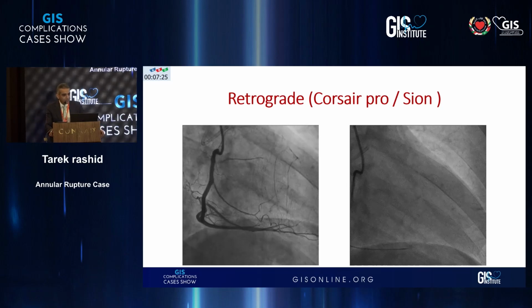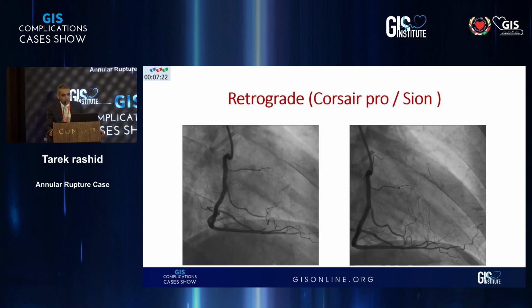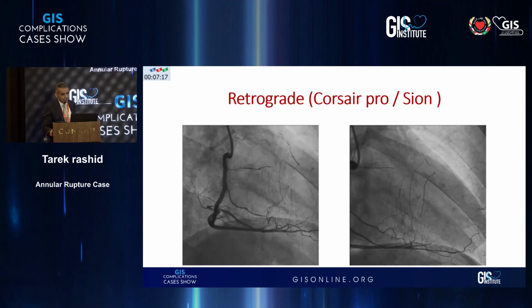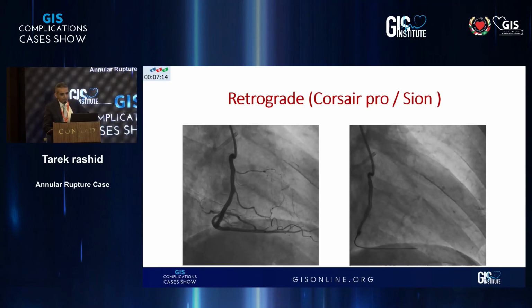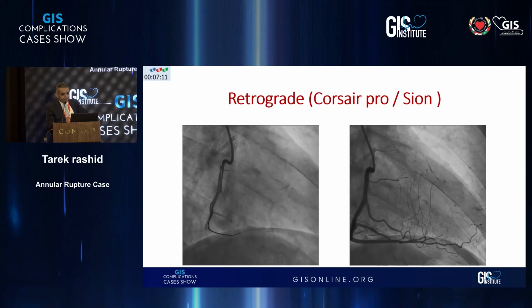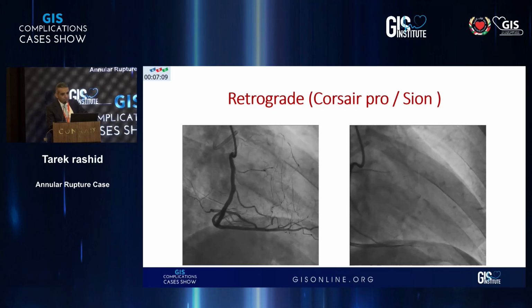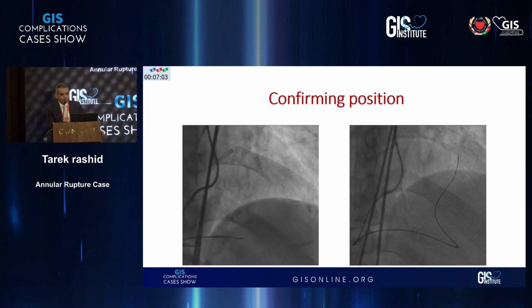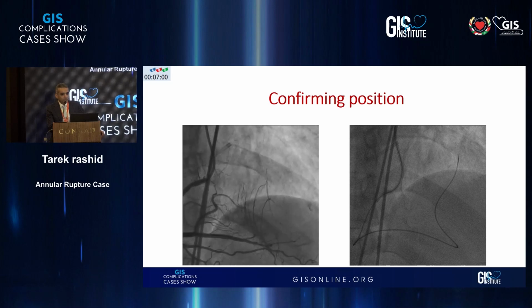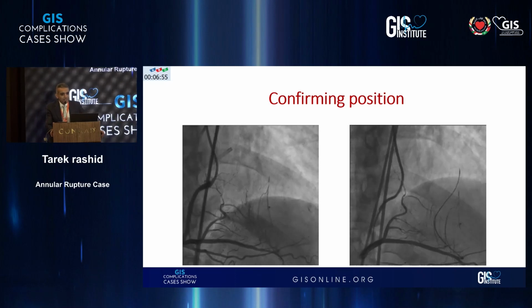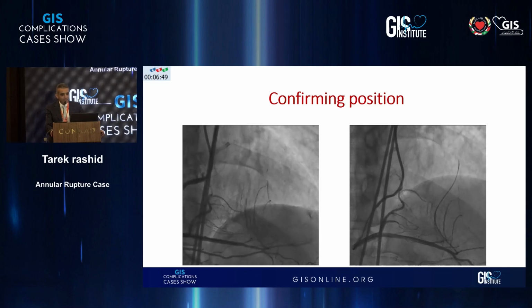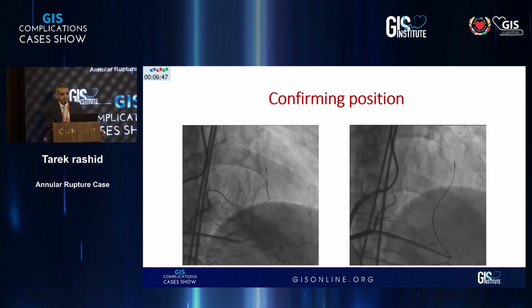So after this trial of the antegrade approach, we went into a retrograde approach using a microcatheter, which is Corsair Pro, and a regular Sion wire, trying to surf or cross from these collaterals to the LAD, with multiple trials. We couldn't reach at first, but at the end, we could cross from the collaterals and land almost very close to the distal cap. And this is the microcatheter inside the LAD.